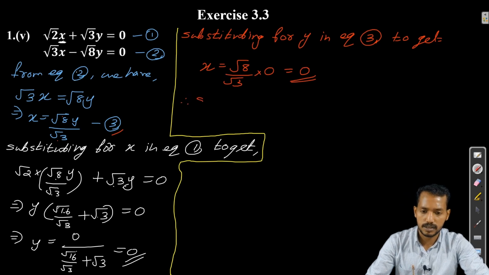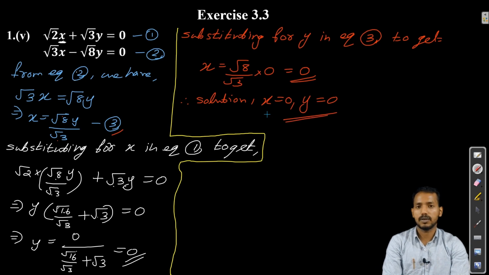So the solution is x equal to 0 as well as y equal to 0. Clear? Very simple one. Okay.